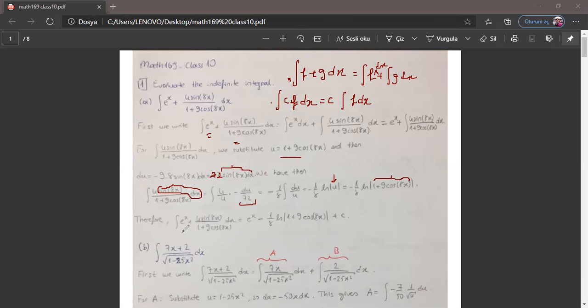Now what do we have? This was equal to this. We had this equality before, and we know e to the x here, and we found this part as in here. So we have this plus some constant.